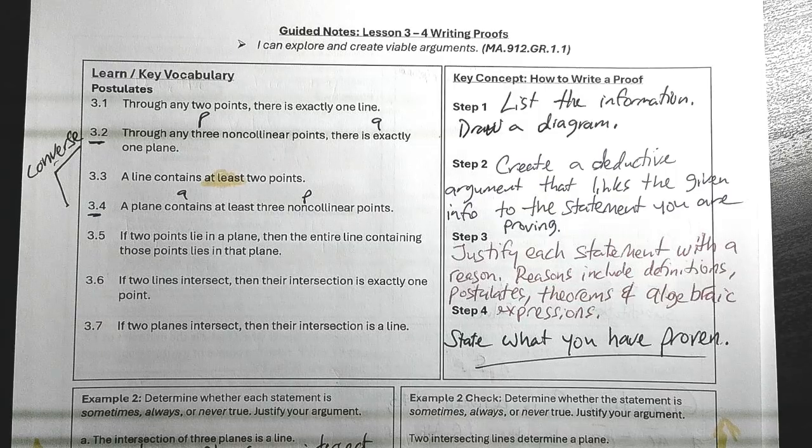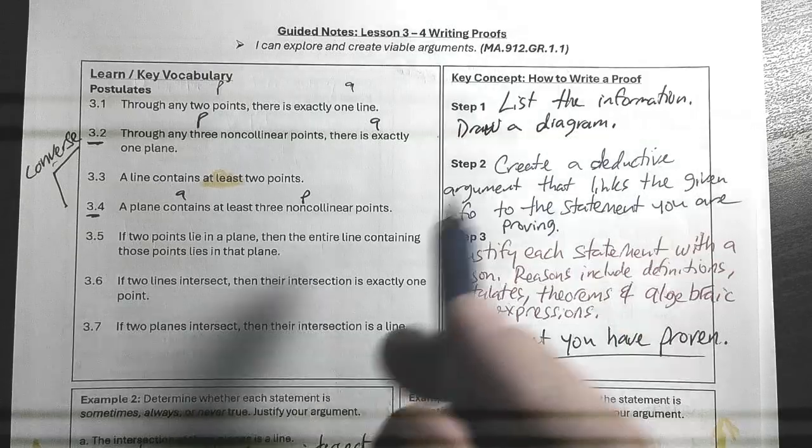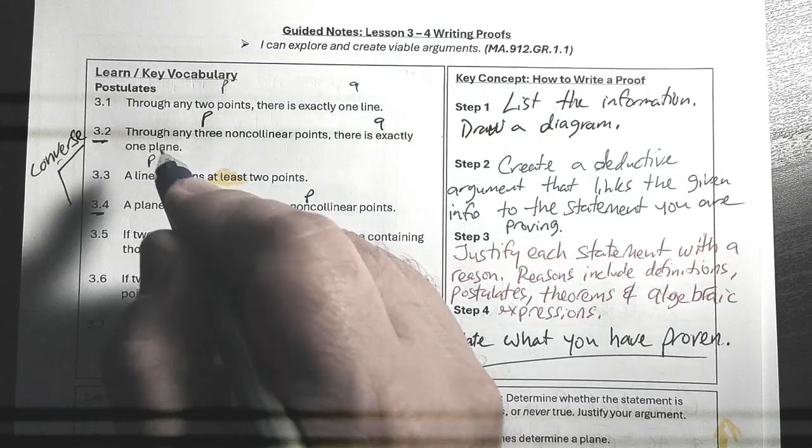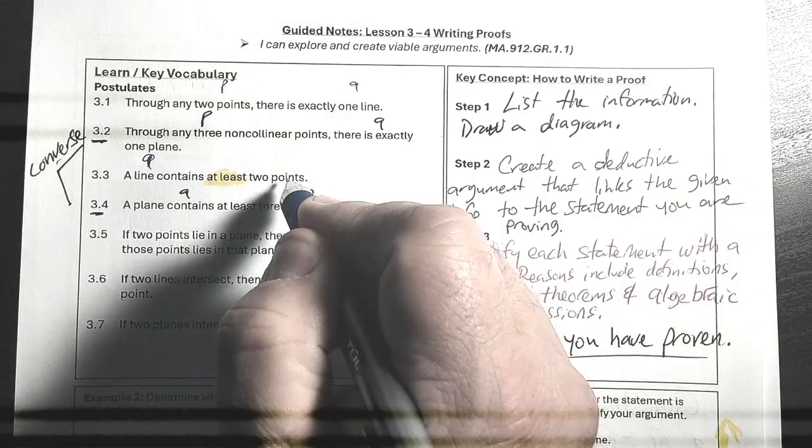3-2 says that through any 3 non-collinear points, there's exactly one plane. So if you remember back to module 1, we said you needed 3 points to identify a plane. All right, 3-3 says a line contains at least 2 points. So you've got another PQ statement. Through any 2 points P, there's one line Q, and a line Q contains 2 points.